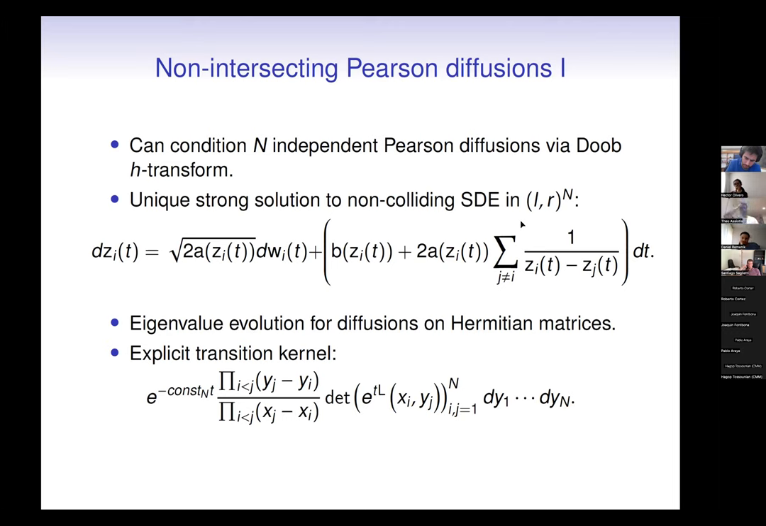Okay, and then, well, what is the analog of Dyson Brownian motion? So you can, again, Doob transform these independent things by this Vandermonde determinant, get some SDE, again, it's non-colliding, you can show this, and then you can write some matrix process in the background which has this as eigenvalue evolution. So it's a different type of thing. So somehow you have some SDE in this interval that's non-colliding and so on. And then again you can have a transition kernel which is explicit, so quite similar to before. Here before this was the heat kernel in the Brownian case, but here we instead have the one-dimensional diffusion transition density. So the structure is quite similar.